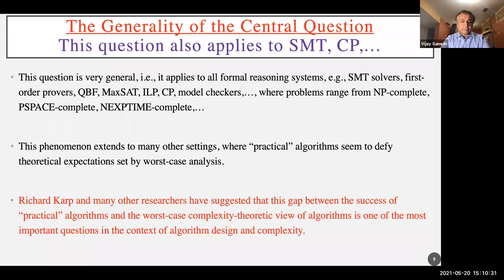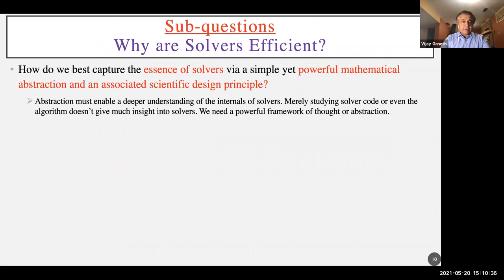So let's break these questions down further, why solvers are efficient. So the first step here is that we want to be able to model the solver in some way so that it's analyzable.